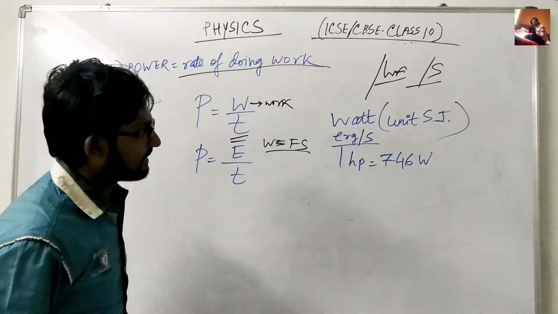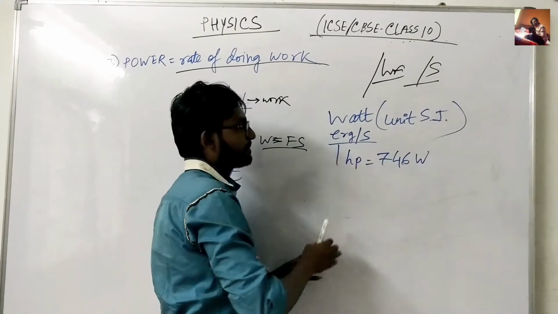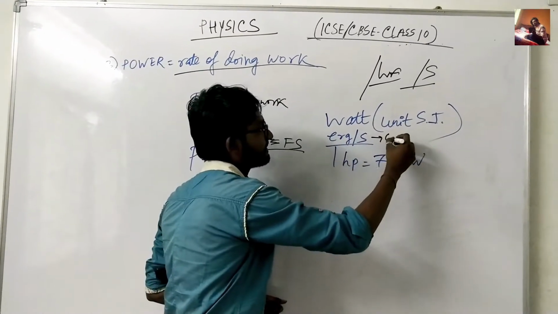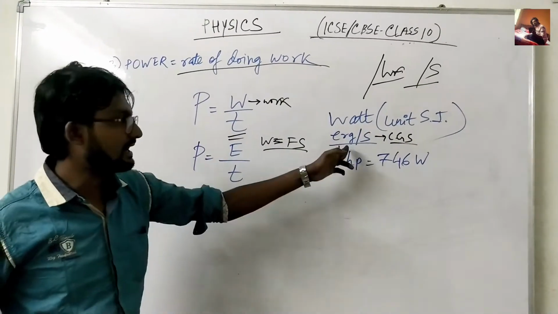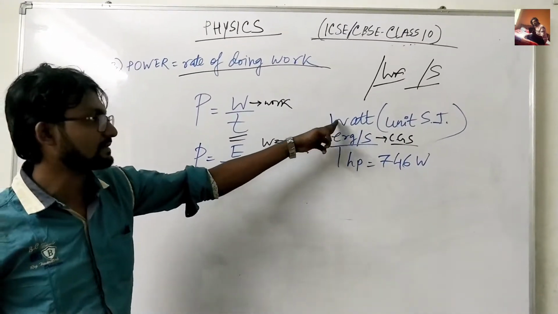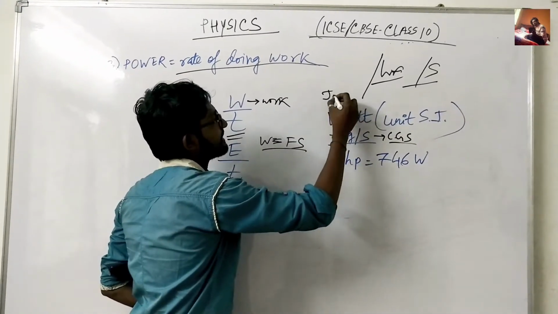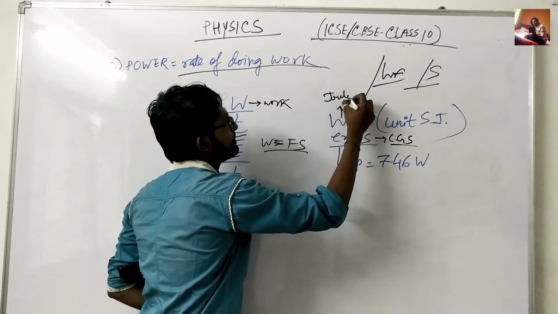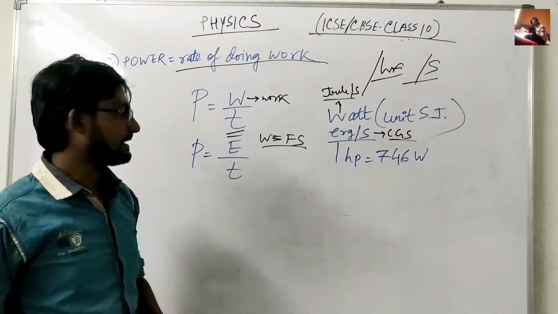So over here, one more thing: what is the SI unit of power? Erg per second is the unit of power in the CGS category. So erg per second is the CGS unit, and watt is nothing but joule per second, because joule is the SI unit of work or energy.